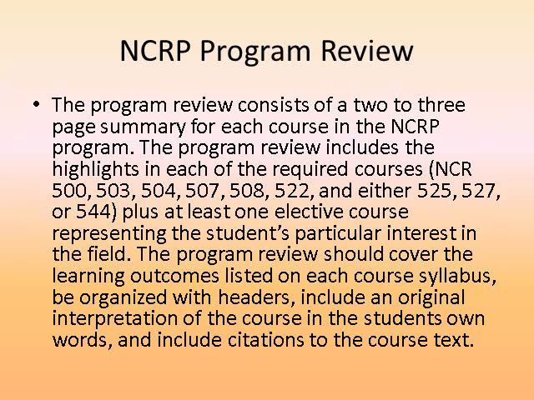NCRP Program Review. The program review consists of a 2 to 3 page summary for each course in the NCRP program. The program review includes highlights in each of the required courses, including NCR 500, 503, 504, 507, 508, 522, and either 525, 527, or 544, plus at least one elective course representing the student's particular interest in the field.